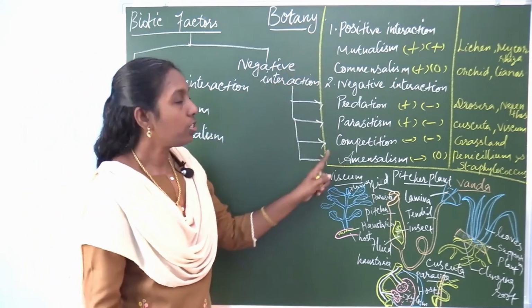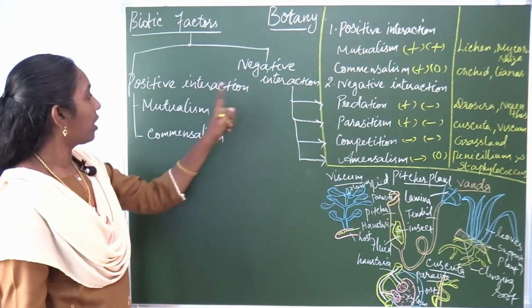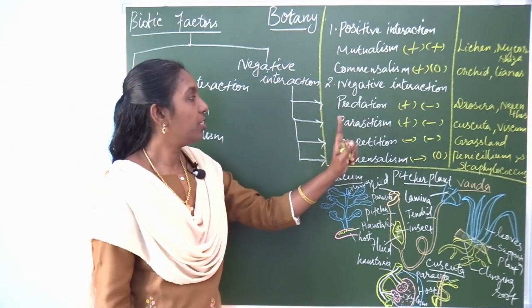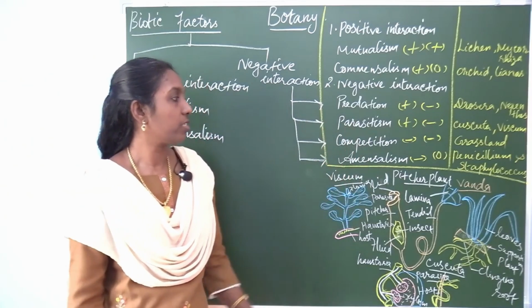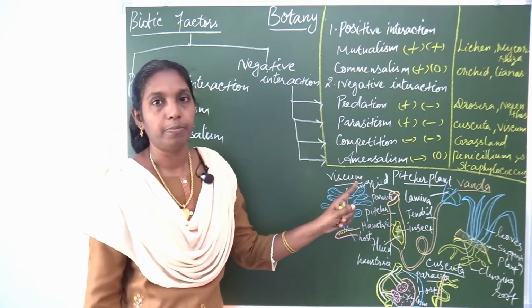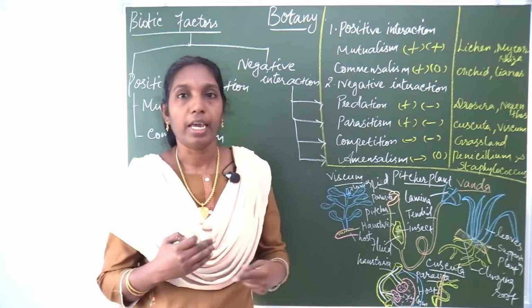So these are all 2 mark questions. What is meant by positive interaction? What is meant by negative interaction? What is mutualism? What is commensalism? What are predation, parasitism, competition as well as amensalism? First learn all these names. Now let us see one by one what is meant by positive interactions.